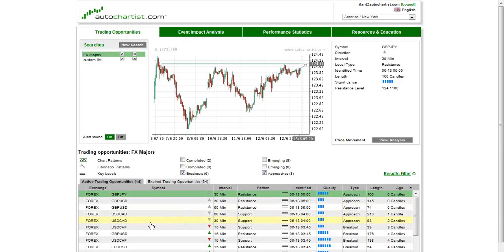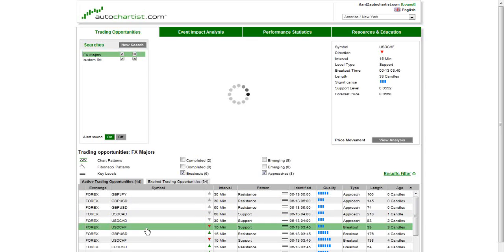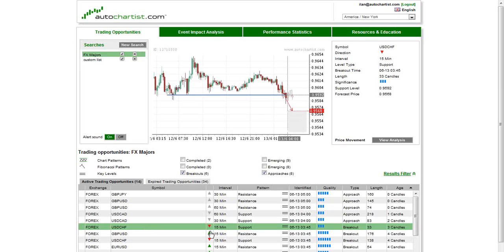Similarly, Autochartist provides completed key levels, which tells us by either a solid red or a solid green candle that there has been a breakout through a support or resistance level. So if we look at this opportunity on our screen at the moment, US dollar Swiss franc, this is a pattern identified on 15-minute candles. It's a support level, and we can see the aging candles. It's 3 candles old, and we can see that on the screen by a few little transparent candles that Autochartist has drawn subsequent to the breakout.